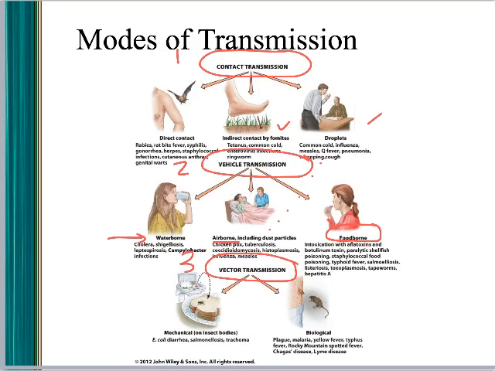Now vector transmission means there's some sort of animal or insect that is spreading the disease. One way that they can spread disease is mechanical. That would be on the body of an insect. So the fly lands on garbage or on a pile of cow manure, and then the fly lands on your sandwich. So it's spreading things mechanically.